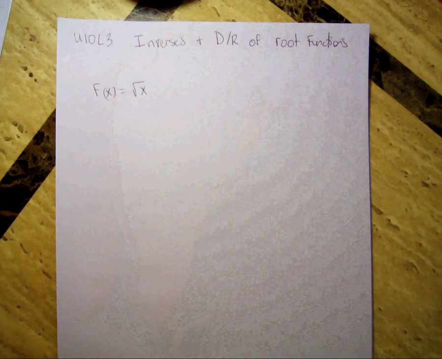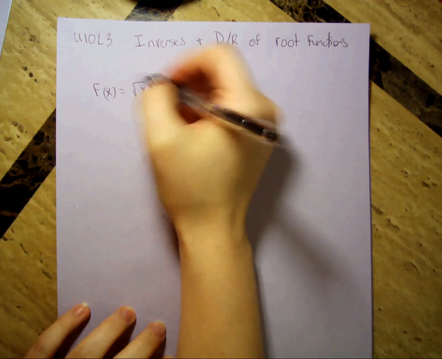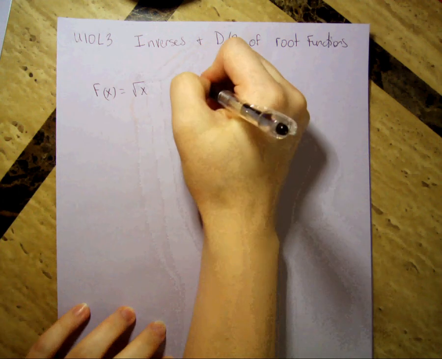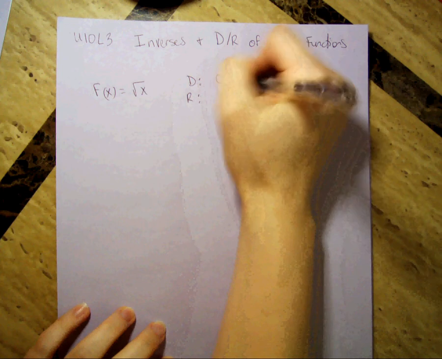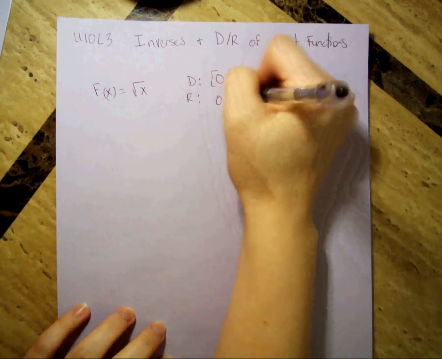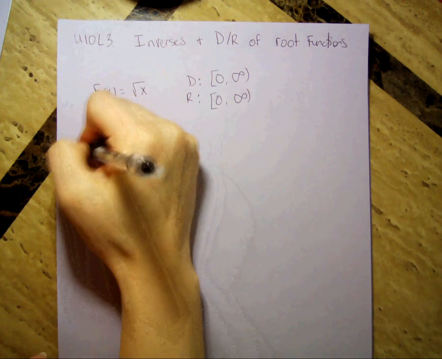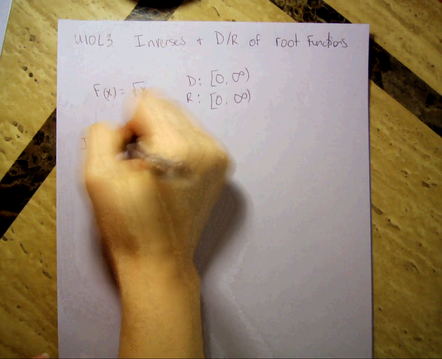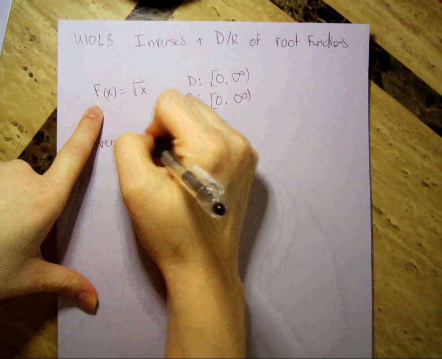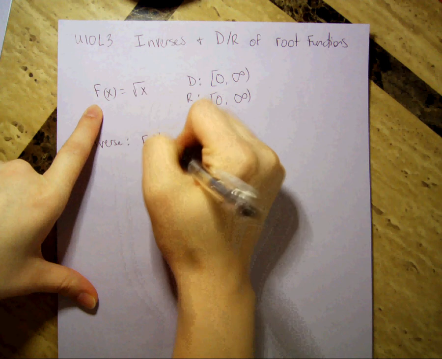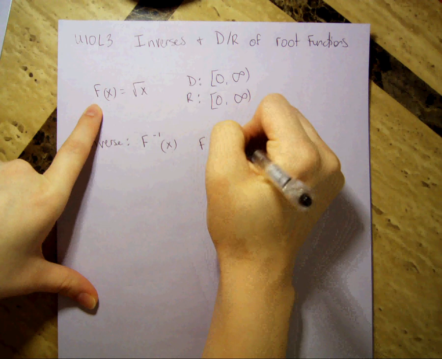And first thing I'm going to figure out is what's the domain and the range of this. And we already talked about the domain and the range. They are the same thing. I get 0 to infinity and 0 to infinity. And so I want to first find the inverse. So the notation that we use for that inverse is f to the negative 1 of x. And we just say f inverse. That's how we pronounce that.